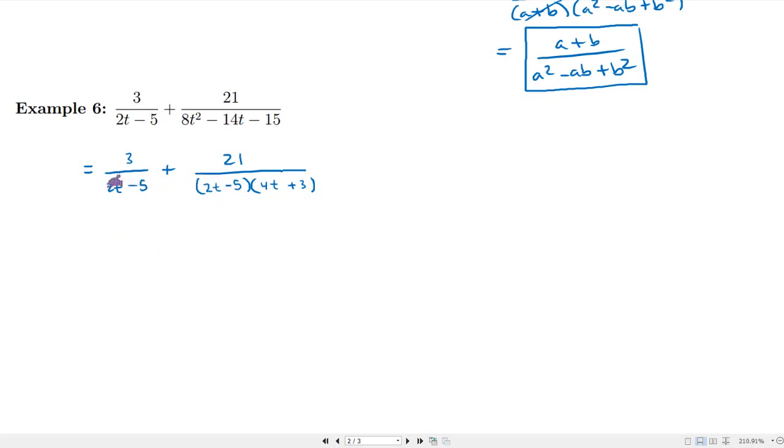And look, we actually do have something in common. The only part of the denominator over here that we're missing is this 4t plus 3. So we're going to take this fraction, and we are going to multiply and divide by the missing 4t plus 3 over 4t plus 3. This is a 4, not a 9. Plus this.